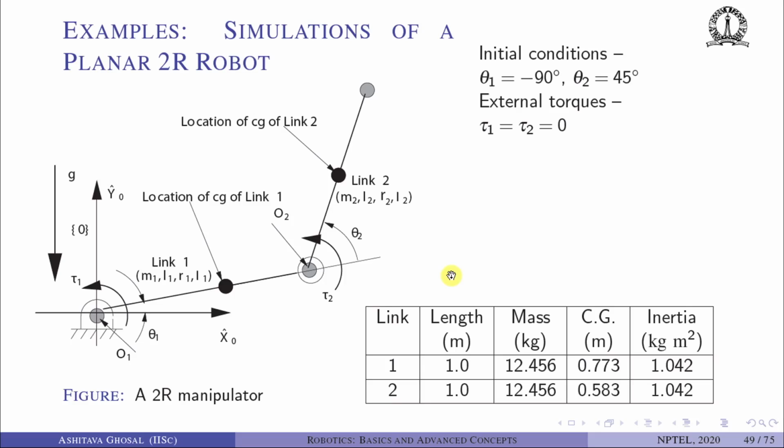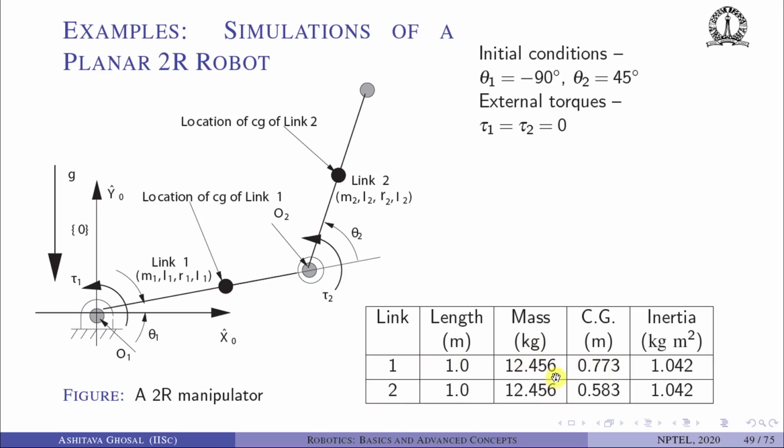So let's take some examples of simulation. We have a planar 2 degree of freedom robot. Again, we have these two links. There is a tau1 and tau2. There's a gravity vector which is acting down along the negative y-axis. And we have M1, L1, R1, and I1. For link 2, you have M2, L2, R2, and I2. So we take the same lengths and inertia which was used for the similar inverse dynamics problem. So length is 1 meter, mass is 12.456 kg, and so on.